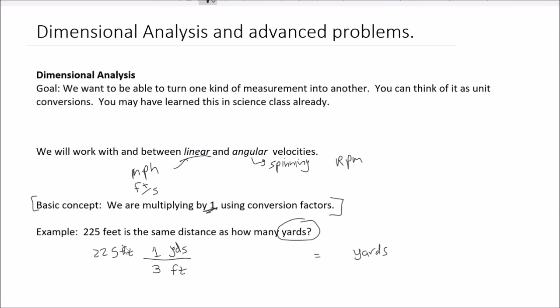Now I'm going to cancel my units. Feet cancels and feet cancels. Notice we wanted yards. All we have now is yards. So actually, this is just a one-step question. So to the calculator I go, 225 divided by 3, and I get 75 yards. So I'm going to come down here, 75.